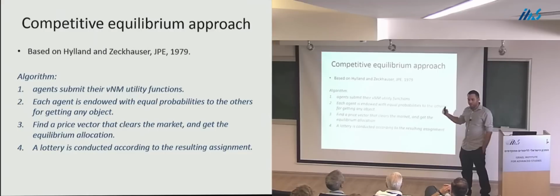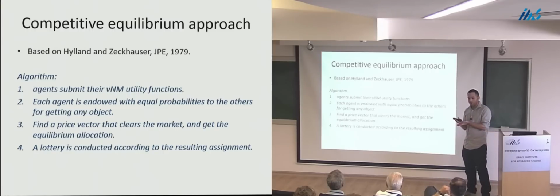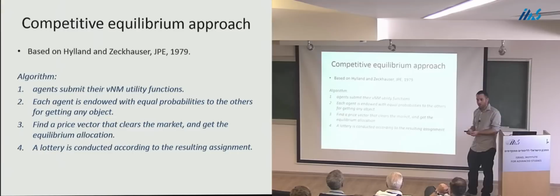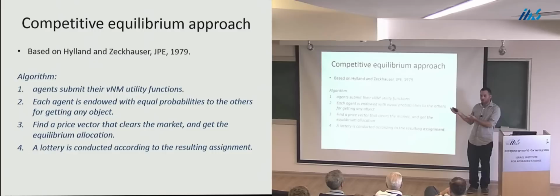So just another mechanism before we move to our mechanism. This one is much older than the others. It's from '79, based on work by Hylland and Zeckhauser. Actually based on Harvard housing, but not the graduate housing, the undergrad housing. So the algorithm is each agent submits their utility function over vectors of probabilities, and each agent is endowed with equal probabilities. And for getting any object, we find a price vector that clears the market, the market for probability shares, and we get the equilibrium allocation, and then we have this matrix, and we decompose it into a lottery over deterministic assignments using the Birkhoff-von Neumann theorem, okay?